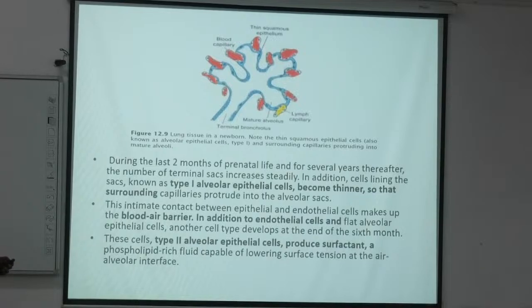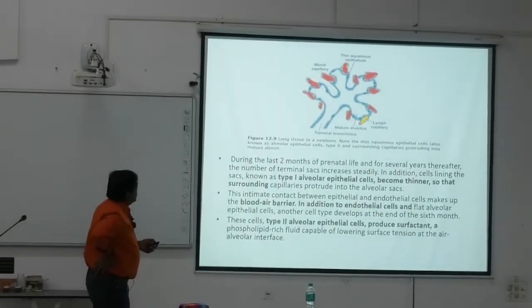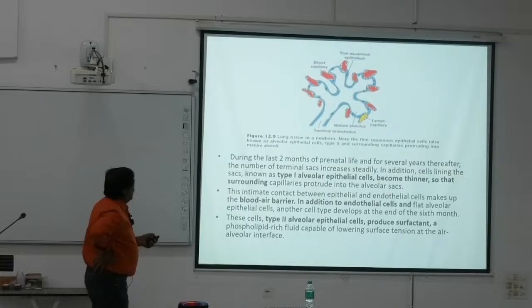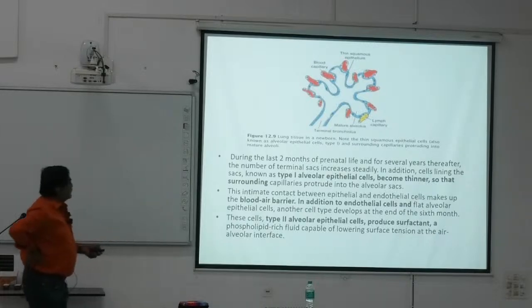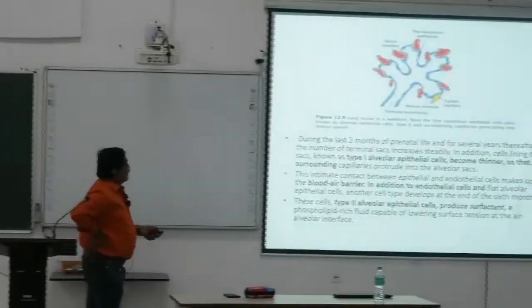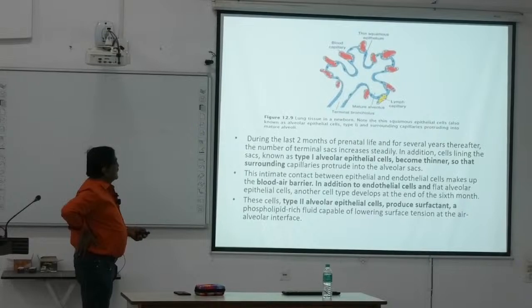Now, see the squamous epithelium, the blood capillaries and the lymph capillaries in yellow, and mature alveoli. Now, lung tissue in a newborn: note the thin squamous epithelium cells, clusters known as alveolar epithelial cells, and the surrounding capillaries protruding into the mature epithelium. During the last 2 months of prenatal life and for several years thereafter, the number of terminal sacs increases steadily.